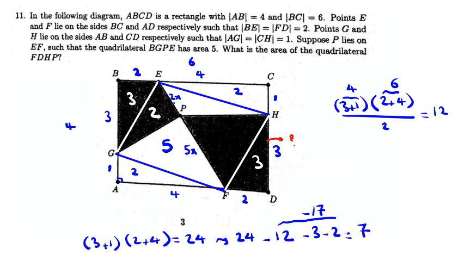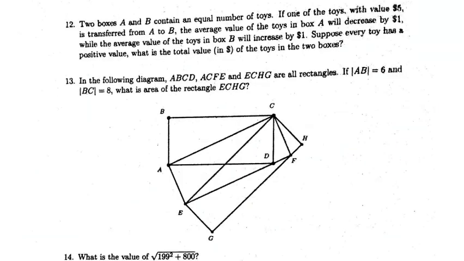Now because it is 7, you can say, okay, it is 2 over 7 of this. It will be 2. And this will be 5 over 7. It will be 5. Now the ratios are okay. Now the problem says, what's the area of this quadrilateral? 5 plus 3, this area plus this area equals 8. So the answer is 8.